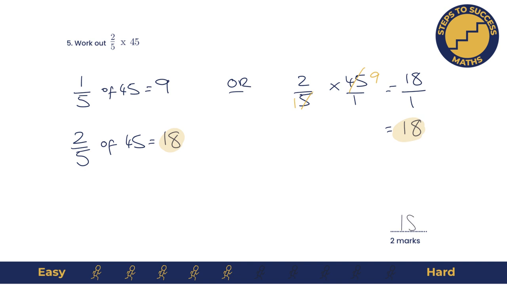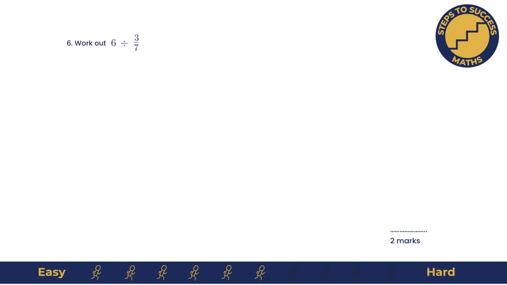Question 6. Work out 6 divided by 3/7. Again, one that students often make a mistake with. Don't let that be you. Write the whole number as a fraction. So it's 6/1 divided by 3/7.